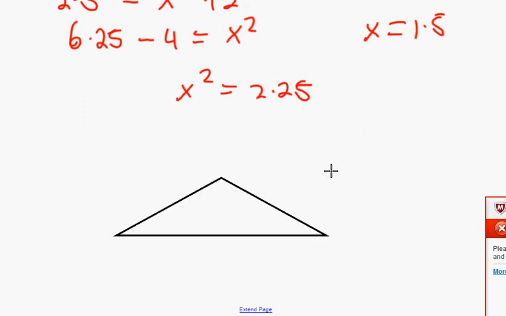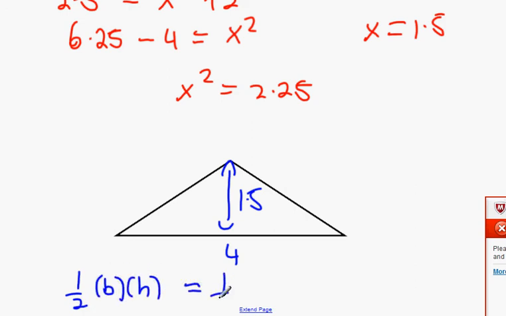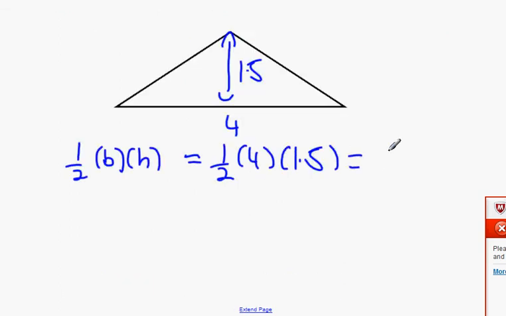Now, we know this is for this part here. 1.5 and 4. A half base by height. So a half base by height is a half times 4 times 1.5. And what do we get there? 3 meters squared.